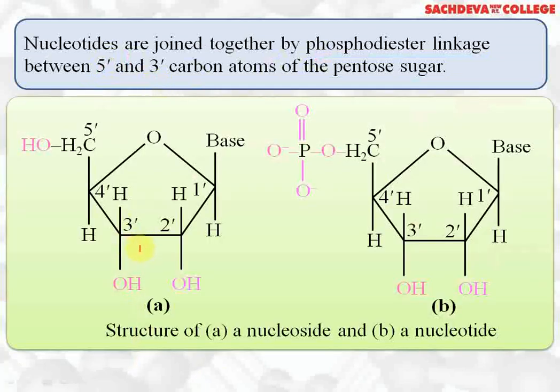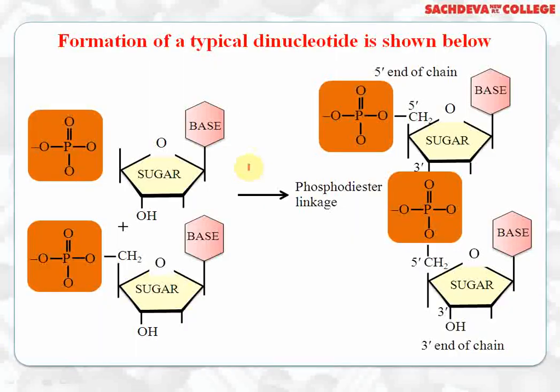The first one is the structure of nucleoside, in which a sugar is linked with base, and the second one is the structure of nucleotide, in which sugar is linked with base and also with the phosphoric acid residue. So this is the difference between nucleoside and nucleotide. Nucleoside does not contain phosphoric acid residue, whereas nucleotide contains phosphoric acid residue along with sugar and base.